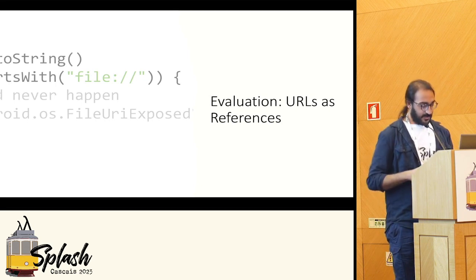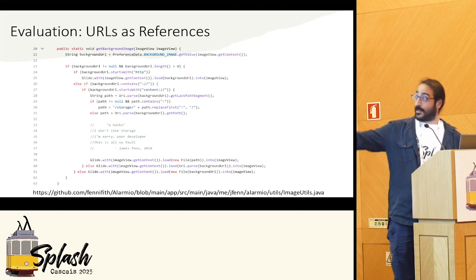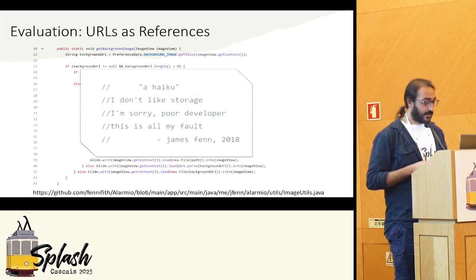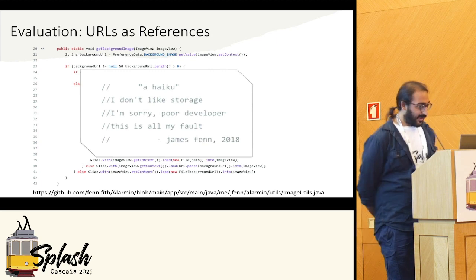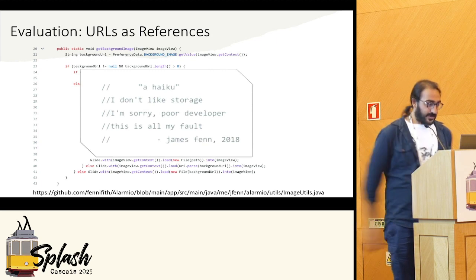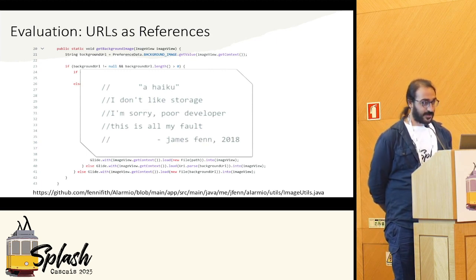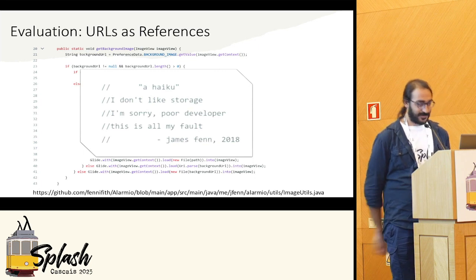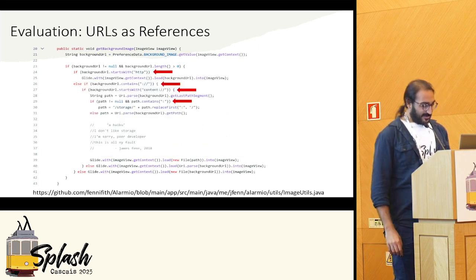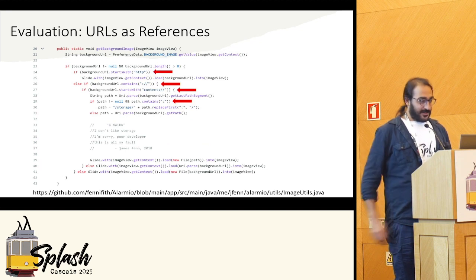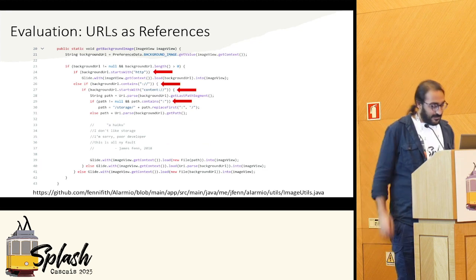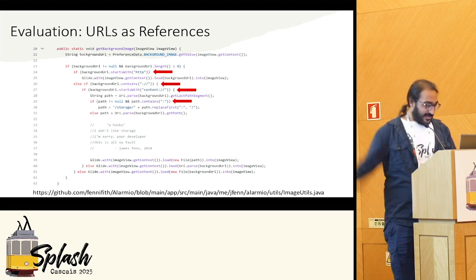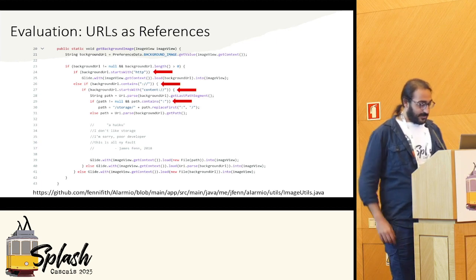But let me show you one particular example. I don't expect you to read all this code. However, this will be the first OOPSLA slide with a poem reading. And it says, the developer wrote, "I don't like storage. I'm sorry, poor developer. This is all my fault." And if you take a look, there's a lot of string manipulation going on, which I guess portrays the frustration of the developer. And to James, we say, well, we're here. You don't have to suffer anymore.